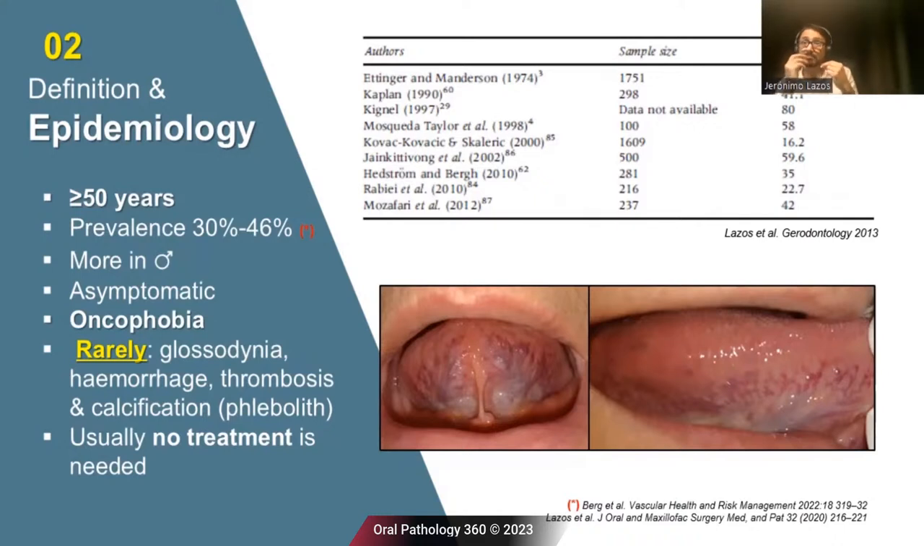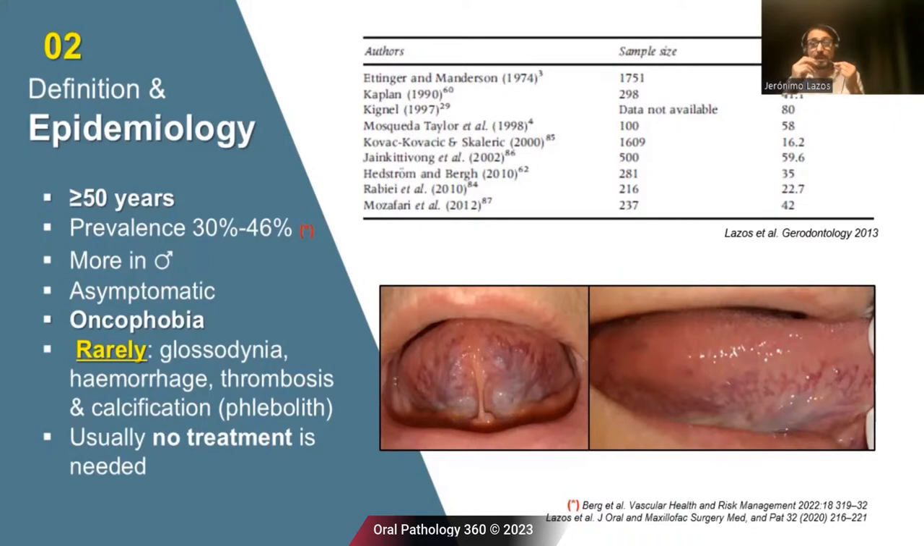In some cases, but this is a situation that is not at all common, some patients can develop glossodynia in association with oral varicosities. On other occasions, if an oral varicosity is traumatized, it may produce a minor hemorrhage, although this is a really unusual situation. Occasionally, long-lasting OB could undergo secondary thrombosis and even calcification, a process called the development of phleboliths.